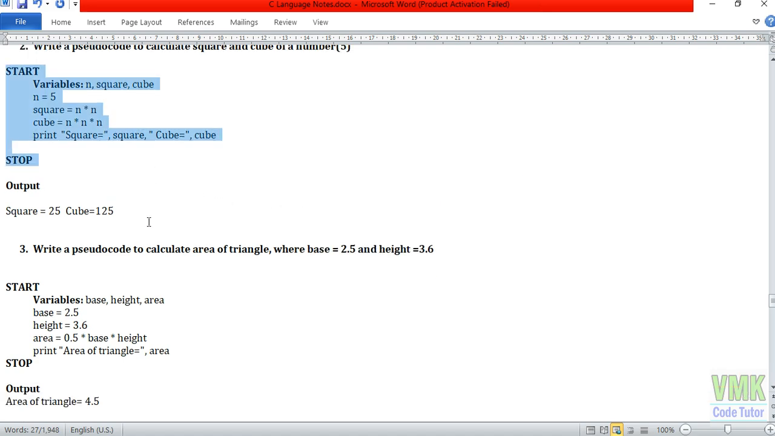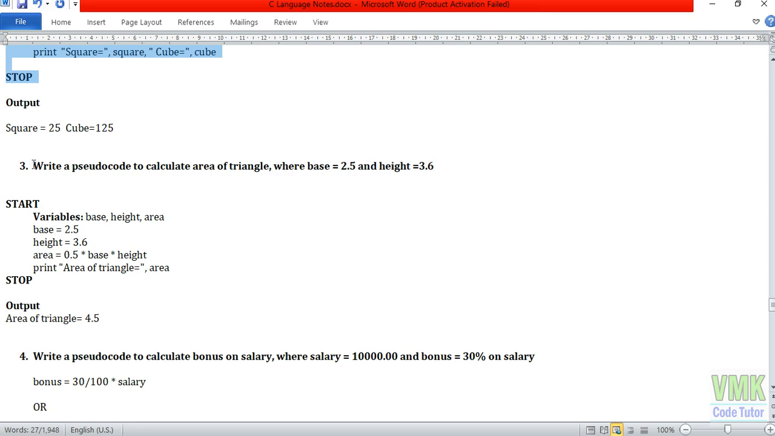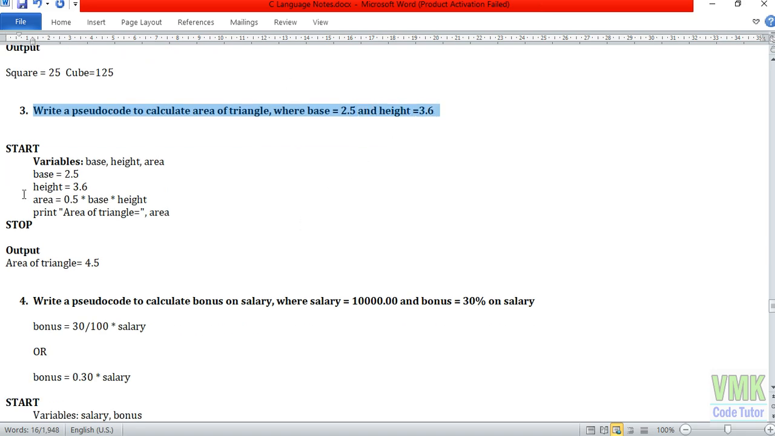Now the third problem we are going to understand, that is: write a pseudocode to calculate area of a triangle where base is equal to 2.5 and height is equal to 3.6. So there is a formula present for area of a triangle. What is the area of a triangle? Area is equal to half into base into height. Okay, this is the formula.